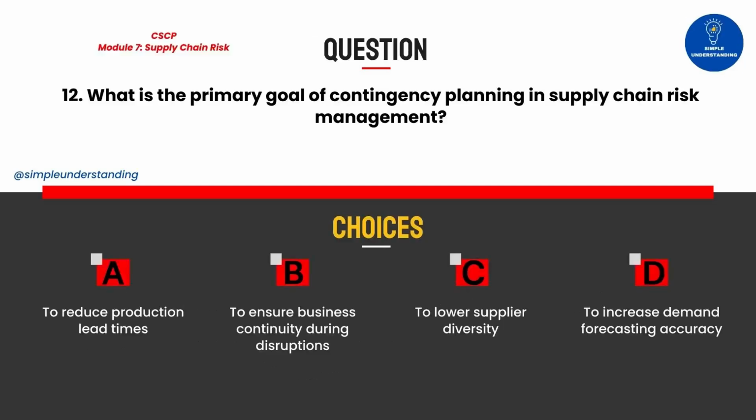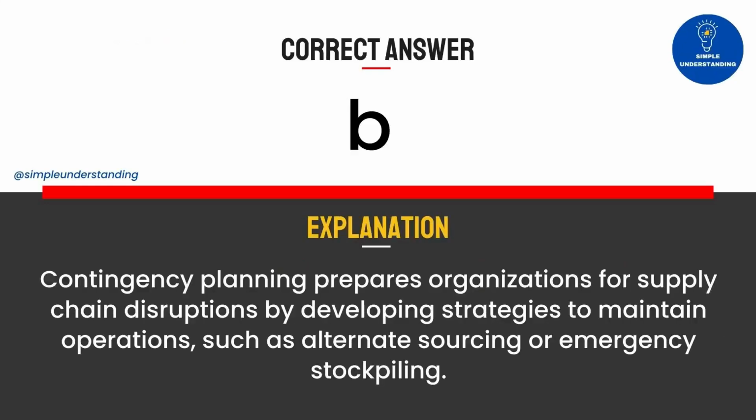12. What is the primary goal of contingency planning in supply chain risk management? A. To reduce production lead times. B. To ensure business continuity during disruptions. C. To lower supplier diversity. D. To increase demand forecasting accuracy. Correct answer B. Explanation. Contingency planning prepares organizations for supply chain disruptions by developing strategies to maintain operations, such as alternate sourcing or emergency stockpiling.